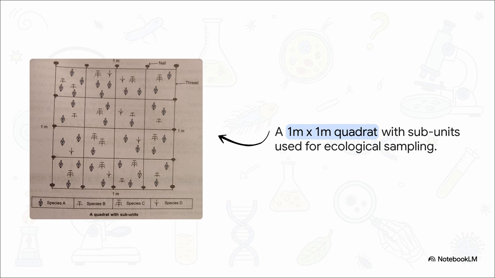Because, let's face it, trying to count every single blade of grass in a massive field, that's literally impossible. So instead, ecologists use a quadrat. It's usually a 1 square meter boundary marked out with nails and thread. Setting up this standardized subunit makes counting large habitats not only feasible, but scientifically rigorous.